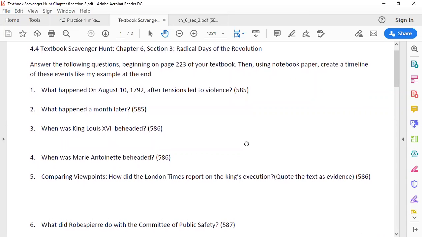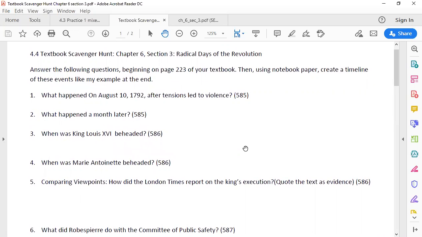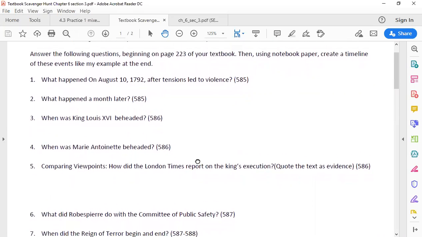So it begins on page 223 of the textbook. That's actually old news. It begins on page 585. There are different editions of the text, so I apologize for that. But I want you guys to answer these questions and then create a timeline of the events, because there are a lot of dates in this section, and it's worth talking about when some of this stuff happens. Basically, these questions more or less happen in order, so we'll deal with them as they go.